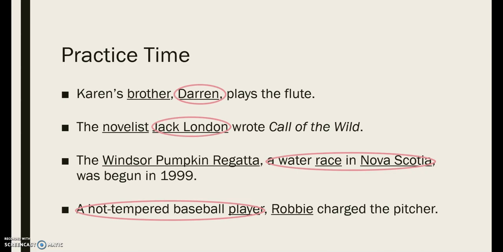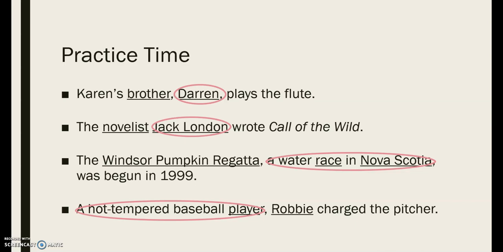In the first sentence, Karen's brother, Darren, plays the flute. If the sentence says Karen's brother plays the flute, we may not know who her brother is. So, Darren is the appositive, clarifying the word brother. It is non-essential, so it has commas before and after Darren.